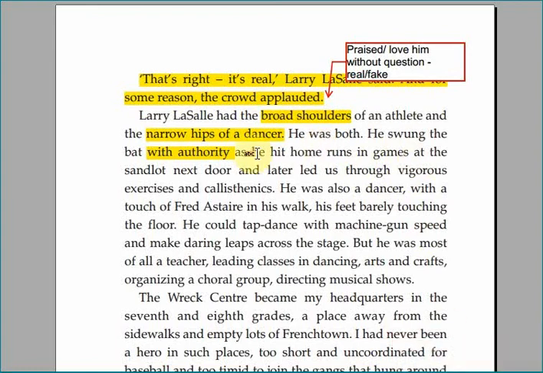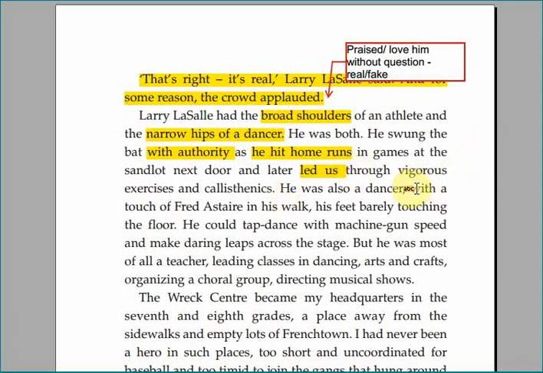He hits home runs, which suggests that he's really just good at his game, but also you have this idea of like a baseball analogy. And he leads them through their exercises. So although the parts of the sentence that might seem important are the idea of like, oh, he's a dancer, oh, he's both, oh, it's the exercise and calisthenics. It's not. Look at the choice of the verbs there, right? He hit, quite fun. He led us. He has authority. He's pushing it through.